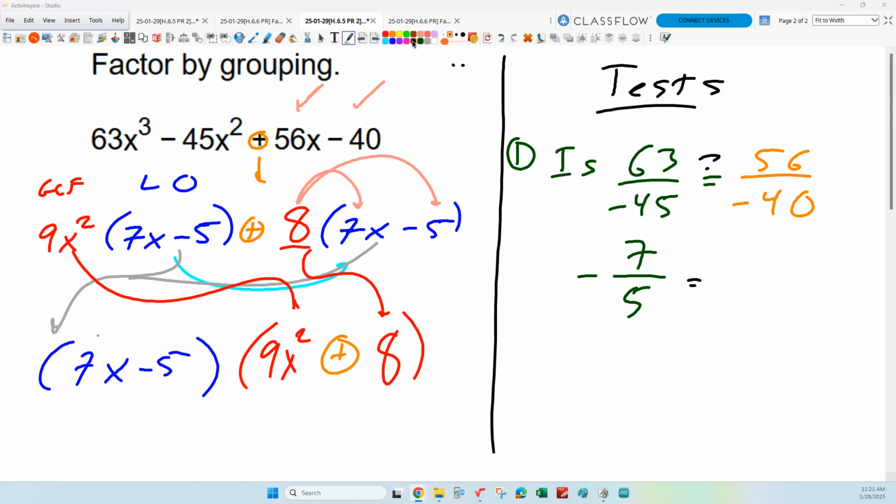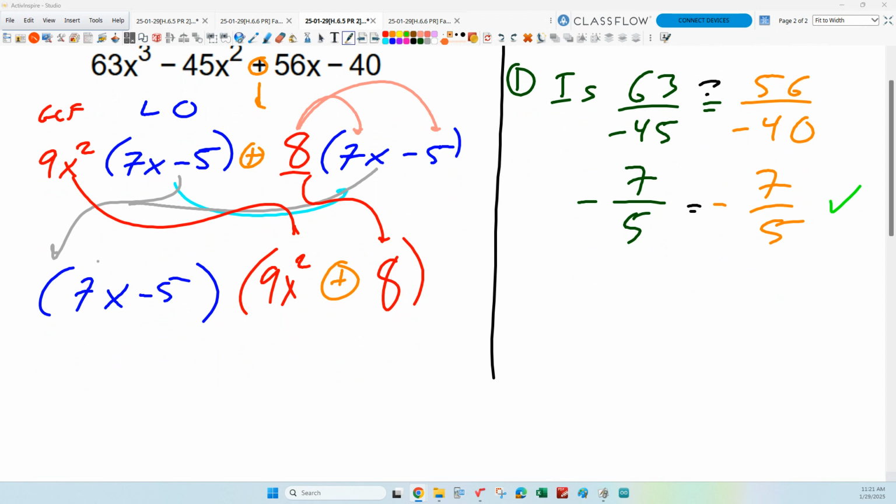Is that equal to, I can put the negative out front, positive over negative. What can I divide into both 40 and 56? 8. And that gives me 7 over 5. Okay, so it passed, right? So it passed test 1.